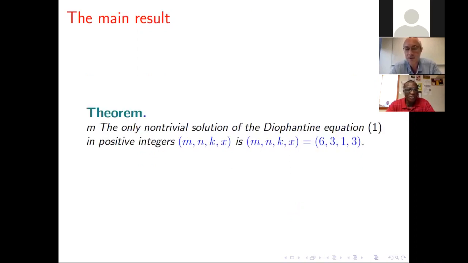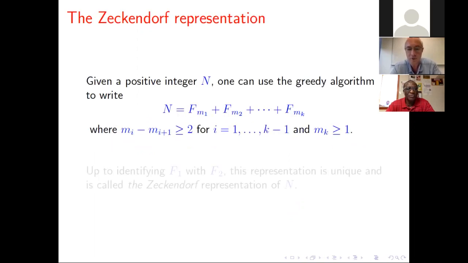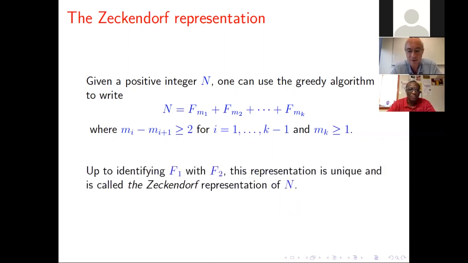I would like to give a proof of the theorem, but it will be done in many steps. To obtain the first step, I'm going to recall a few properties that we know. If we take any positive integer n, we can write it in the form Fm1 plus Fm2 plus, and so on until Fmk, with the condition mi minus mi plus 1 greater or equal to 2 for i from 1 to k minus 1, and mk greater or equal to 2. This is called the Zeckendorf representation of n. We will use that in our proof.